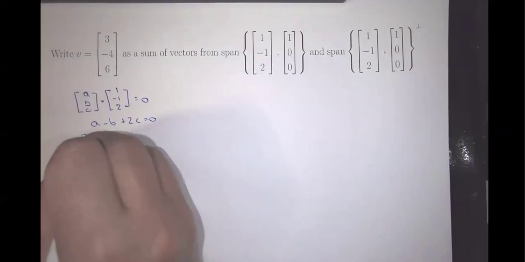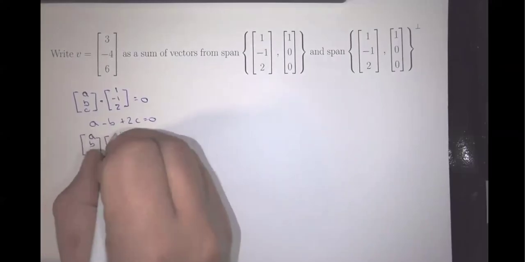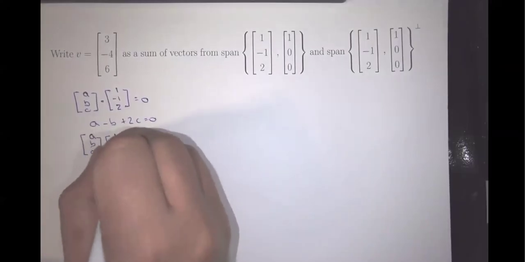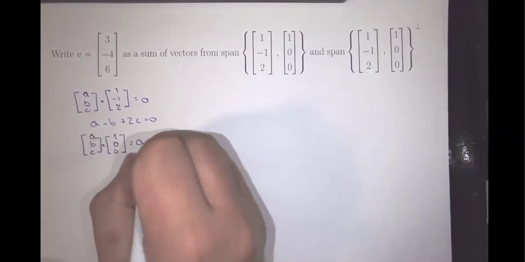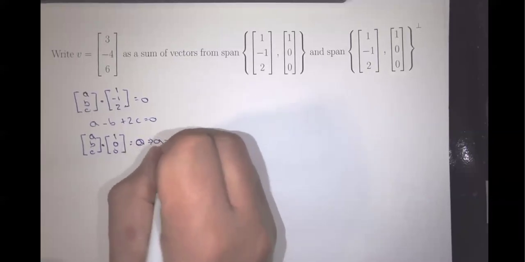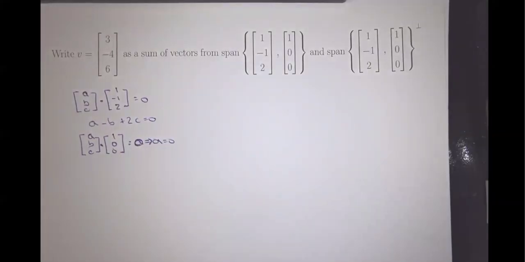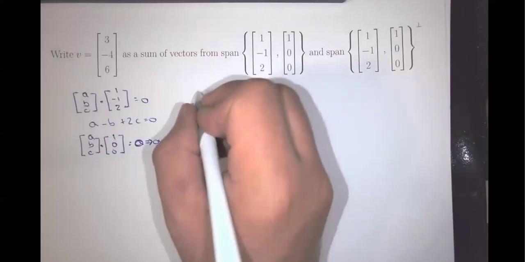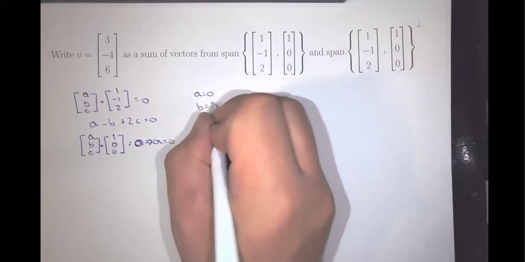Additionally, if it's orthogonal to the second vector, then when we dot it with 1, 0, 0, we get A is equal to 0. So that's equal to 0, which means that A is equal to 0. Okay, so A is equal to 0. And so B is equal to 2C.